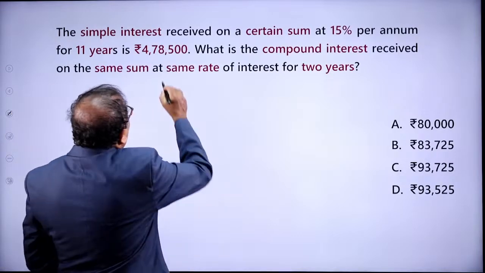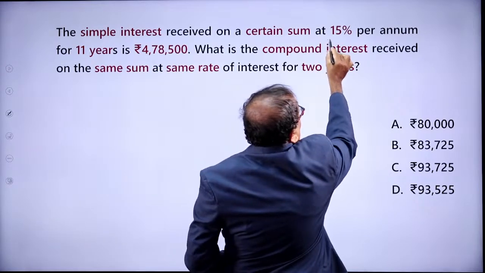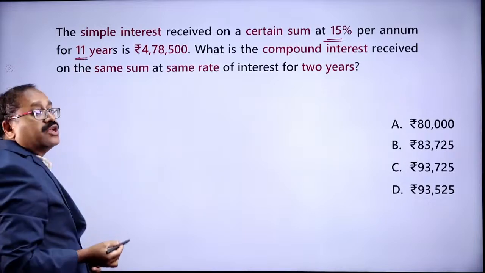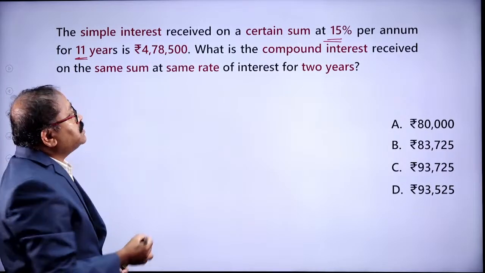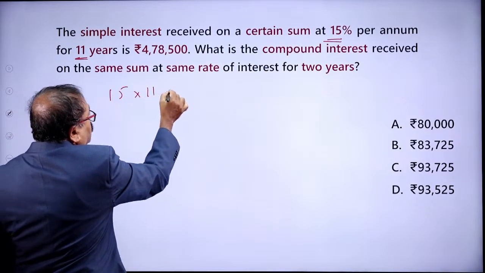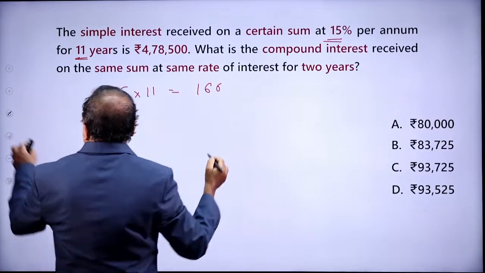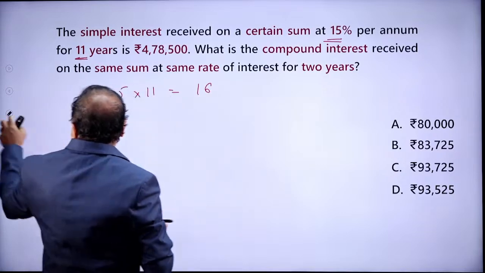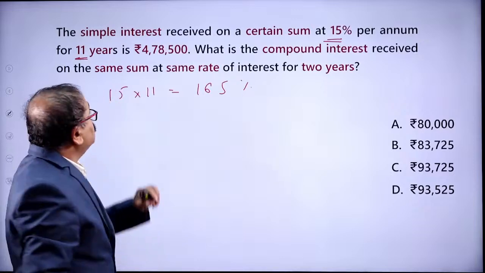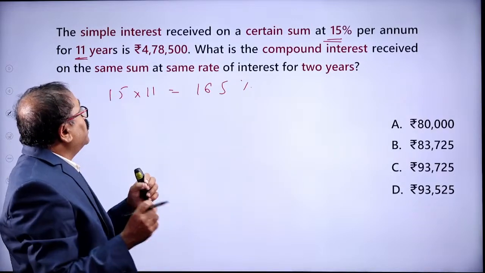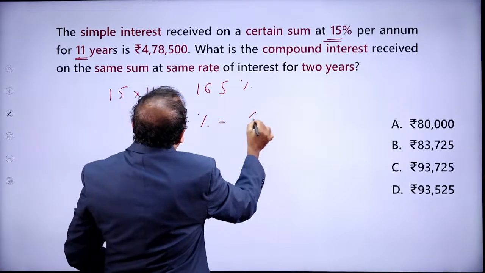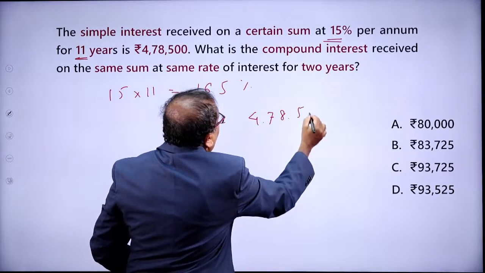What is here? Simple interest. That is 15% per annum is the rate of interest and 11 years is the time. Then what is the overall rate of interest? The overall rate of interest will be 15 into 11, and that comes to 165%. And that 165% is given to you, which is 4,78,500. So let me write this down: 165% is equal to 4,78,500.